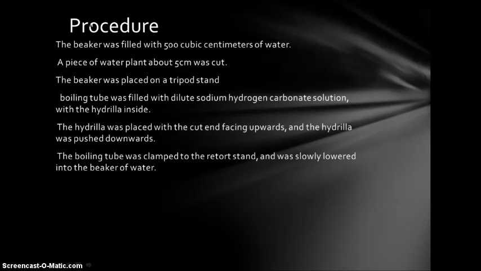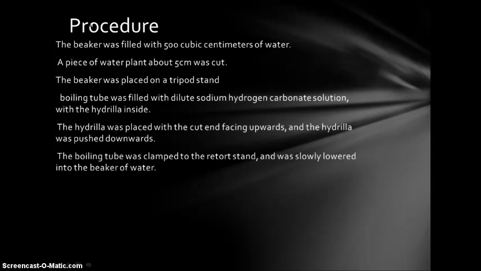Procedure. The beaker was filled with 500 cubic centimeters of water. A piece of water plant about 5 cm was cut. The beaker was placed on a tripod stand, and the boiling tube was filled with dilute sodium hydrogen carbonate solution with the hydrilla inside. The hydrilla was placed with the cut end facing upwards, and the hydrilla was pushed downwards.